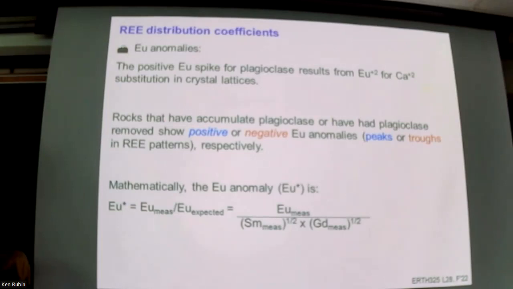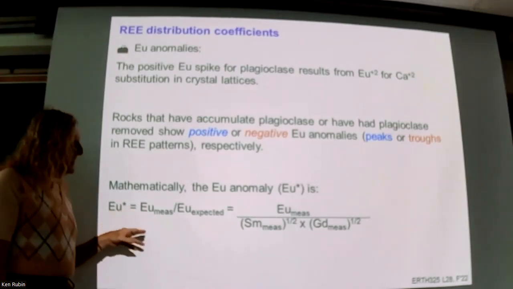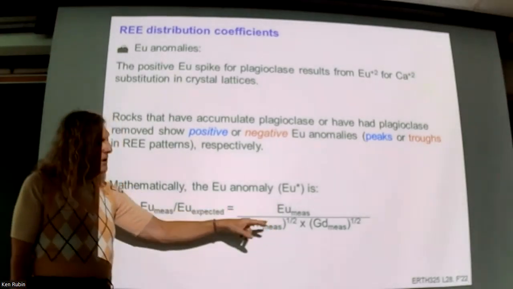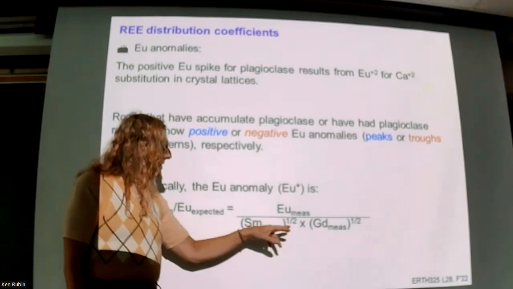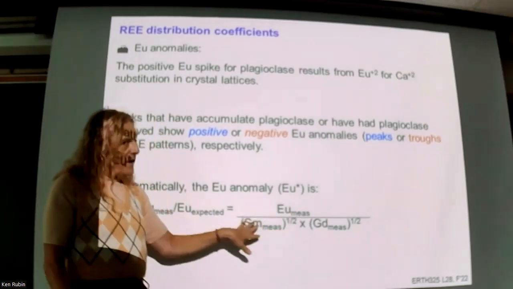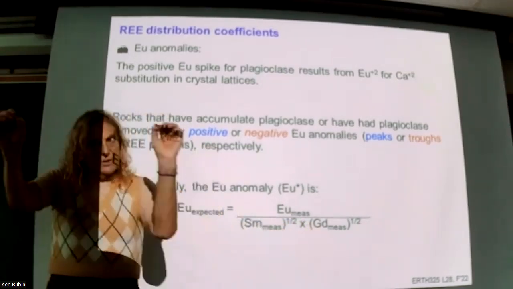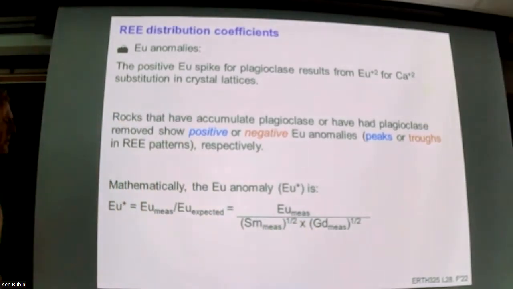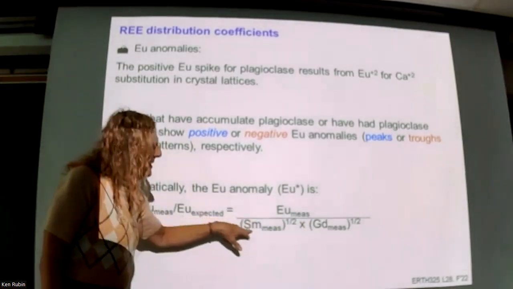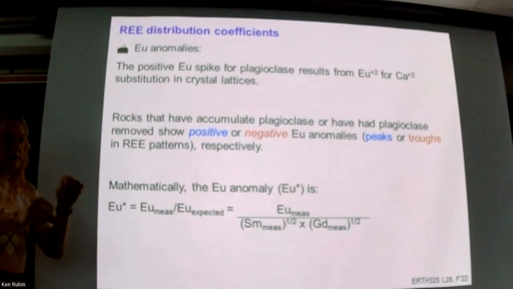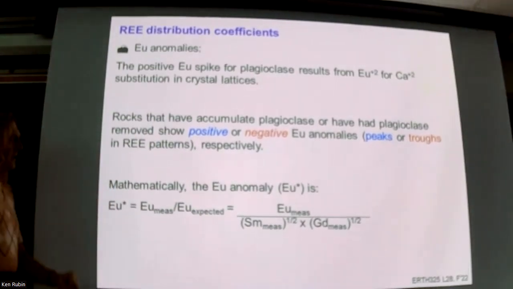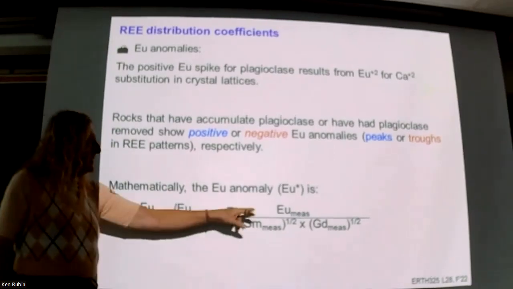And the way it's calculated mathematically is using a mean, where we're taking the amount of europium that's measured, and dividing it by the square root of the multiple of the amount of samarium and the amount of gadolinium, which are the two elements on either side, right? So basically, this is the mean of what europium would be, assuming it's smoothly connected to the elements on either side, and this is what's actually measured.